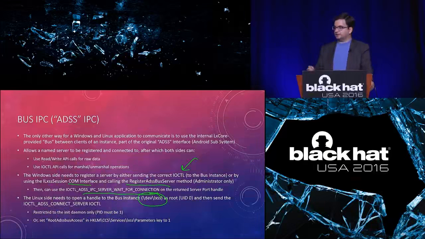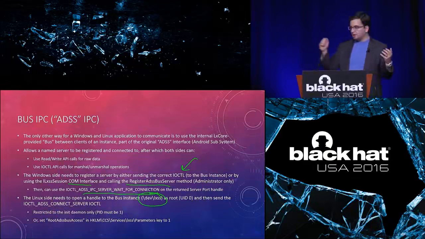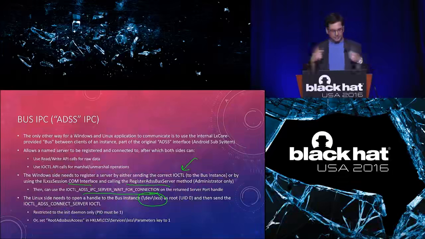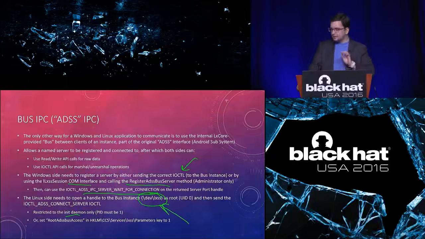Then it can send an ioctl to connect to you. And now by using reads and writes, the Linux side has a file descriptor. On the Windows side, you have a file handle, and you can talk to each other. The key is that right now, by default, only the init daemon can actually talk to a Windows process. So opening /dev/lxss is only allowed if you're init, if your PID is 1.